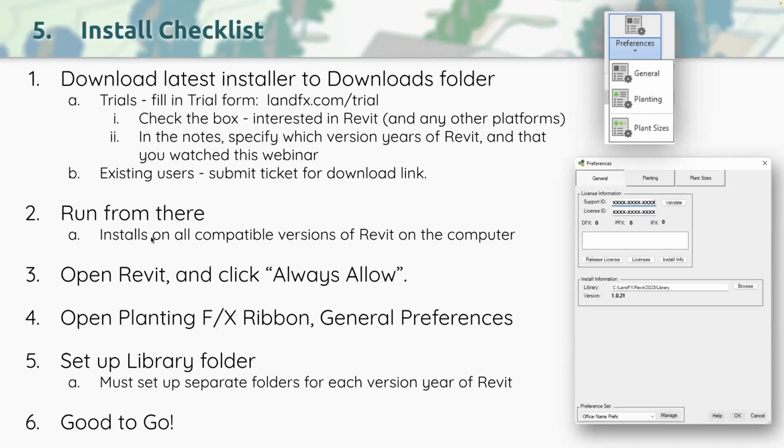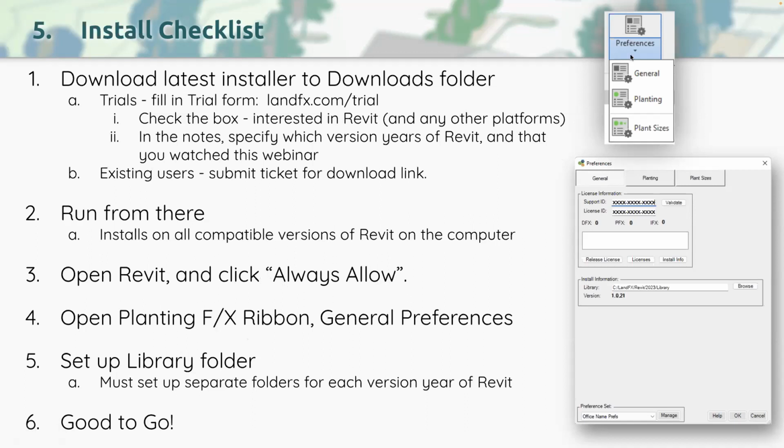So you're going to download to your downloads folder. You're going to run the exe file from there. It will install on all versions of Revit on that computer. So I have 2019 through 2023 installed on a computer. It will install the plugin on all of those versions. Then you're going to open up Revit and there's going to be a message asking for permissions and you're going to say always allow. Then you're going to open up the Planting FX ribbon that I showed you before.